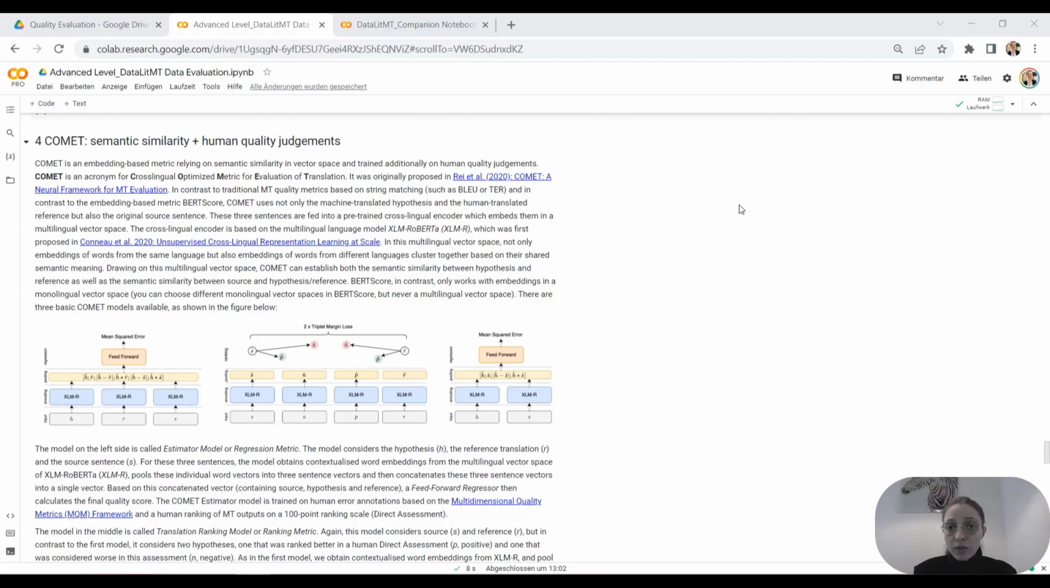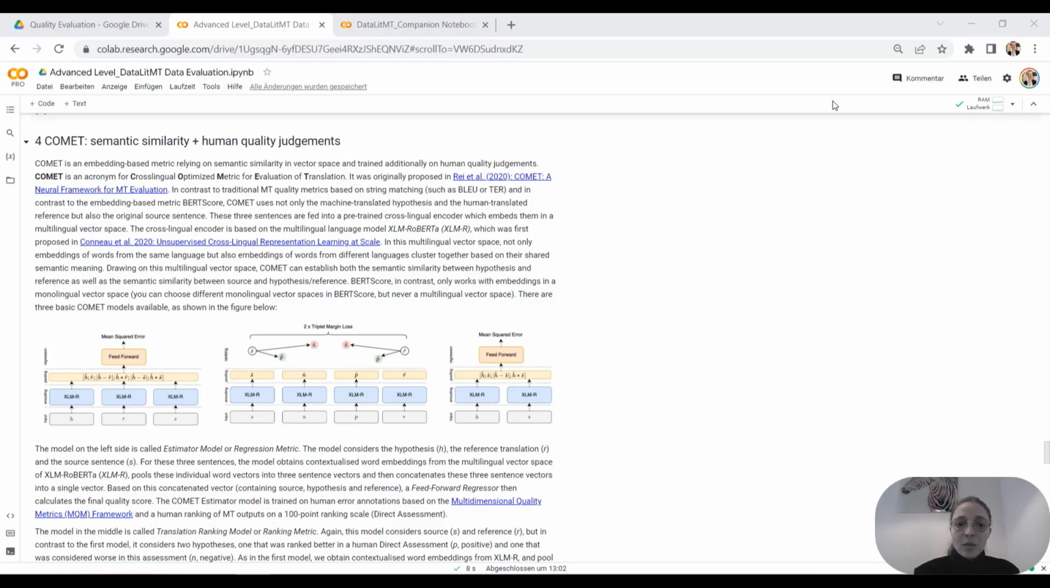But different to the previous metrics that we've discussed in this notebook, COMET also looks at the source sentence. So it looks at the hypothesis, the reference, and the original source, which is an interesting addition here, which also seems to make a lot of sense. So these three sentences are fed into a pre-trained cross-lingual encoder, and it embeds them in a multilingual vector space. So BERTScore was working with a monolingual vector space, so it was only comparing the hypothesis and the reference sentences, which are always of the same language. But here, these sentences are encoded in a multilingual vector space.